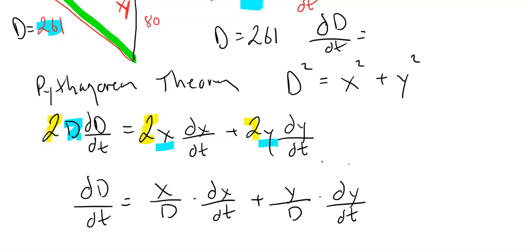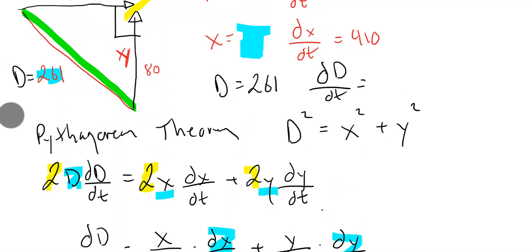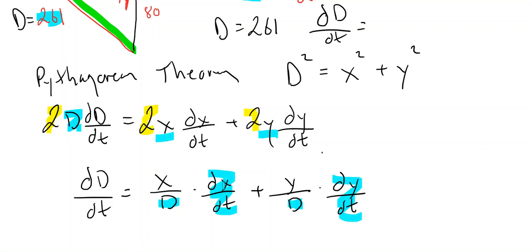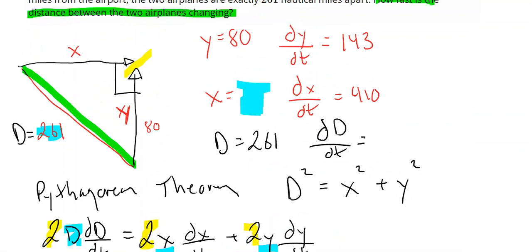Now it comes time to substitute information in. We know what dx/dt is, we know what dy/dt is, and we know what D is. What else do we know? Let's go back to our information. We know what Y is, but we do not know what X is. Well, we can find X also using the Pythagorean theorem. At this snapshot in time, when this vertical distance is 80 and the hypotenuse is 261, what is X going to be?